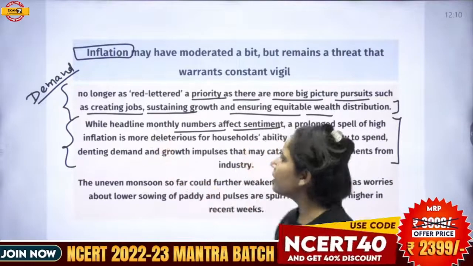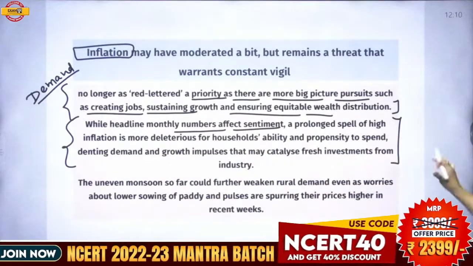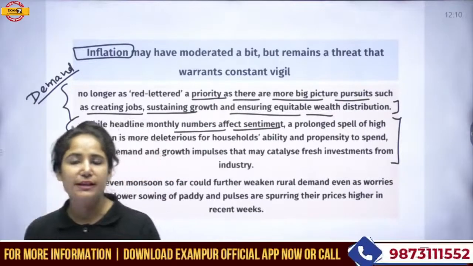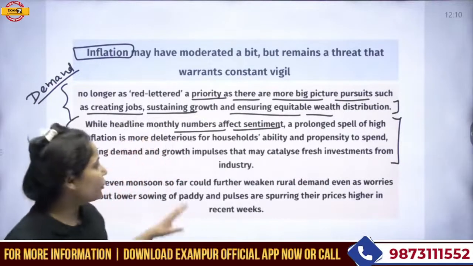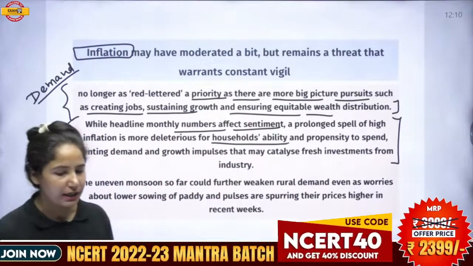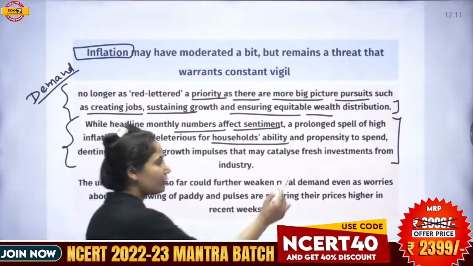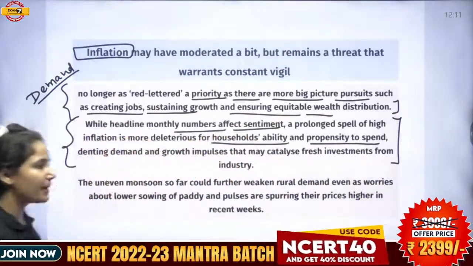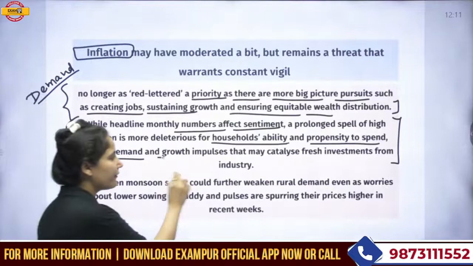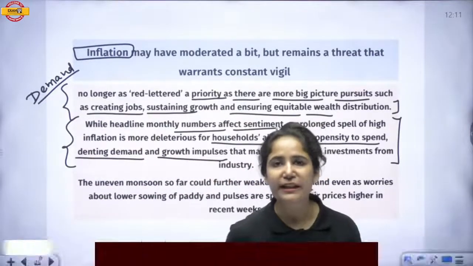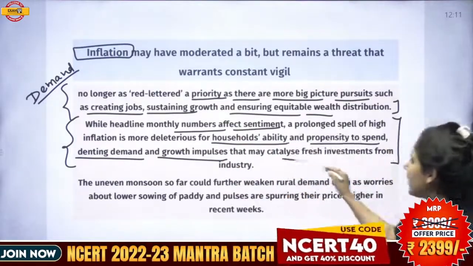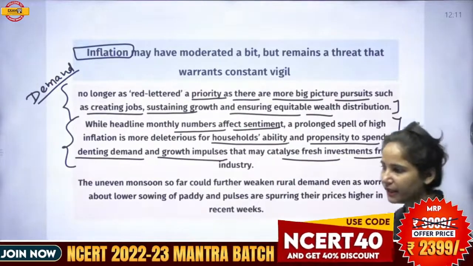The second paragraph is all about a spell of high inflation. You have to correlate this paragraph with what is running in the economy right now. Looking at household ability, what do you mean by household ability? That is related to the consumption part, and the propensity to spend, the way you are expanding spending, denting the demand and growth impulses. If you are making more and more demand, obviously it would lead to growth impulses. It will provide a stimulus for growth, and may catalyze fresh investment from the industries.